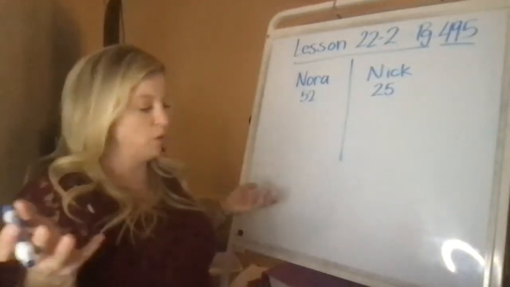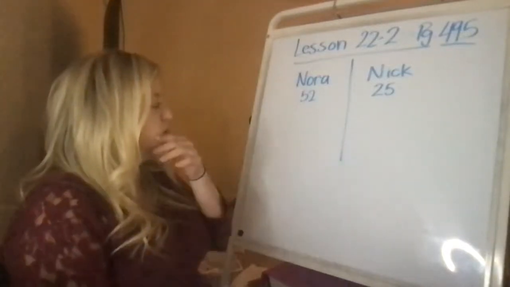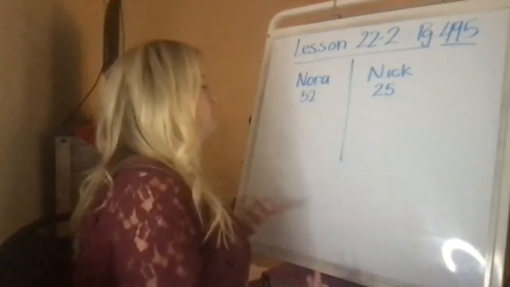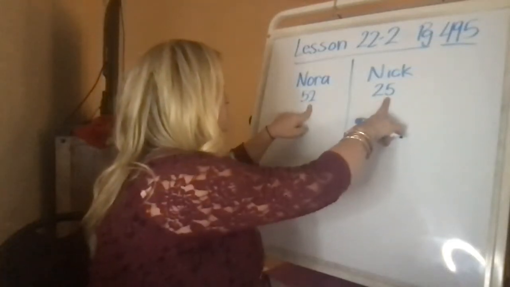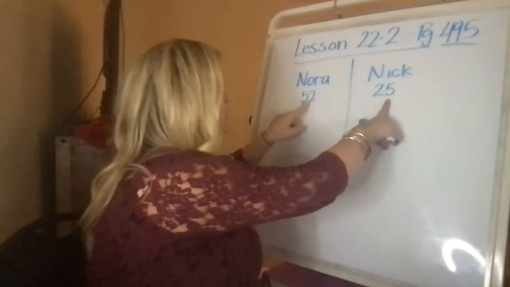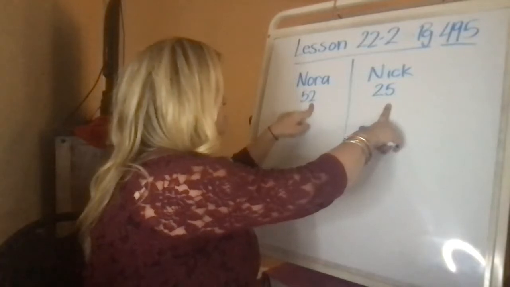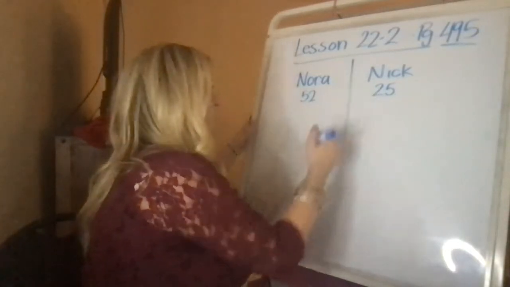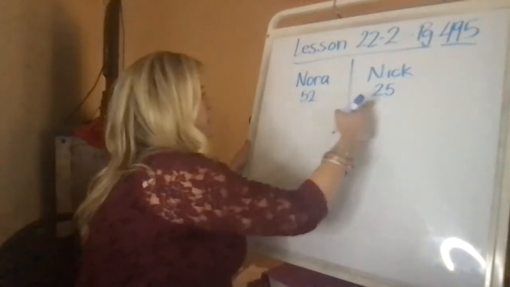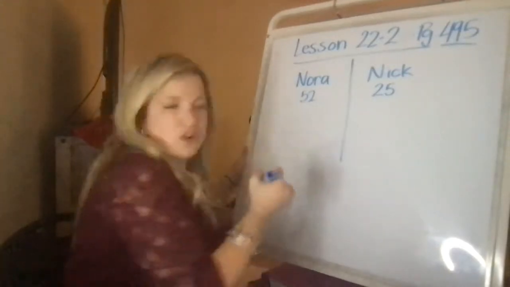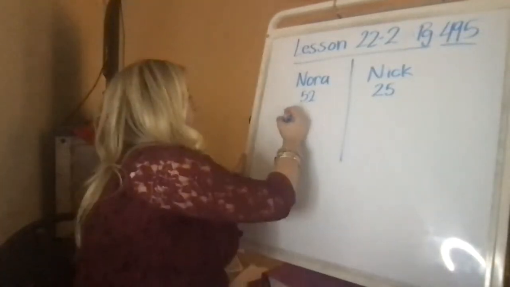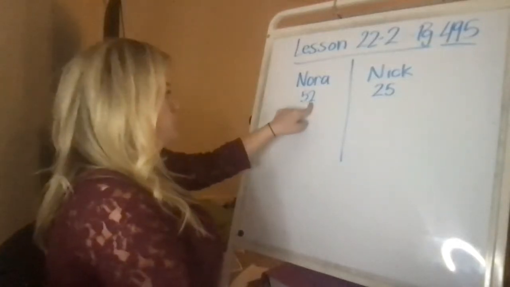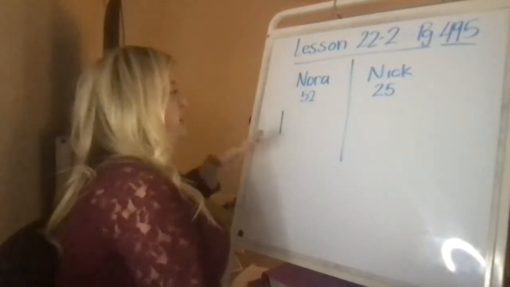Who picks more? If I were to solve this, I would look first at the ones column. Well, Nick has more than Nora does. But then if I go to the tens column, look at that. Nora has 5 and he has 2. So let's draw it out in base 10 just to see. I could draw this as 5 sticks of 10 and 2 dots, or I could count on.